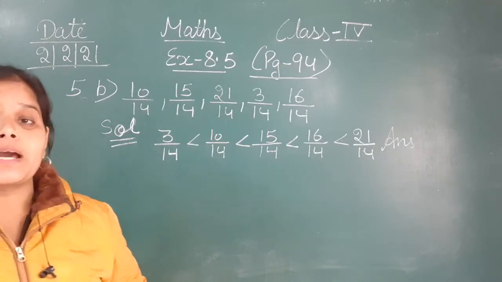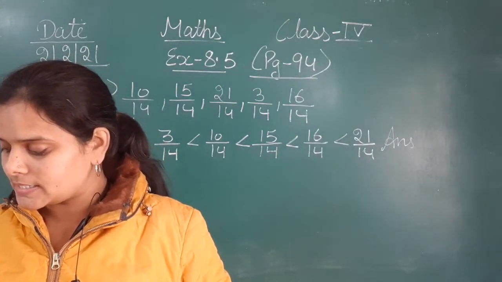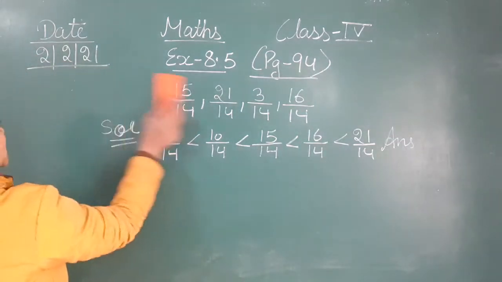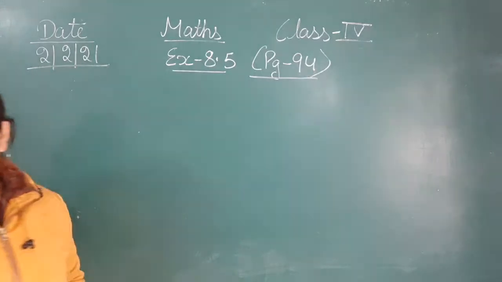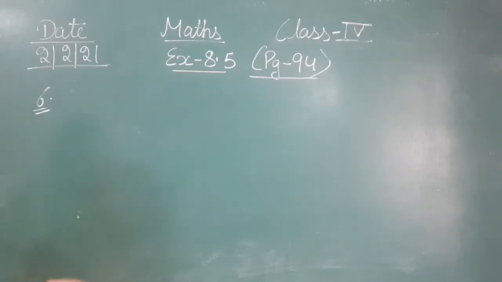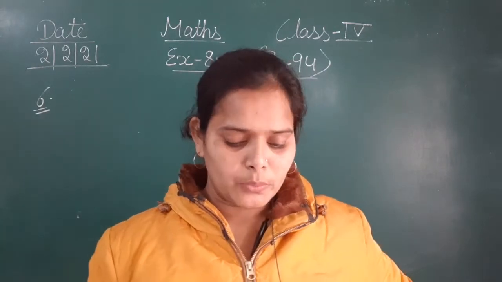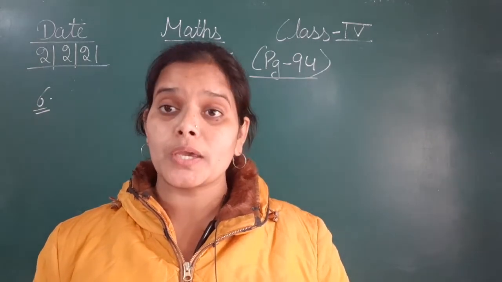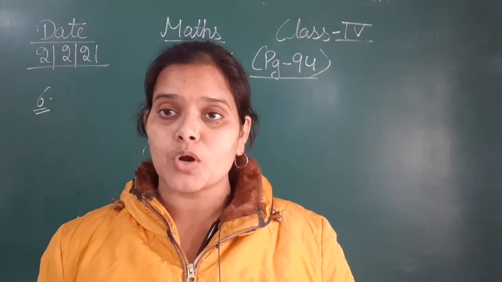Okay, so there are only 2 parts given in this question. So now we will move to the next part, that is question number 6. The question number 6 is, convert the following mixed fractions to improper fractions. So now we have to convert the given mixed fractions to improper fractions.